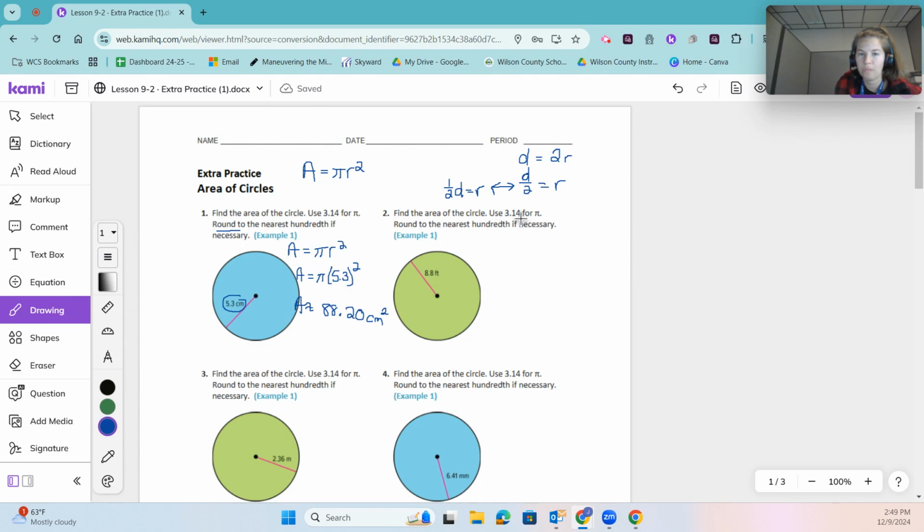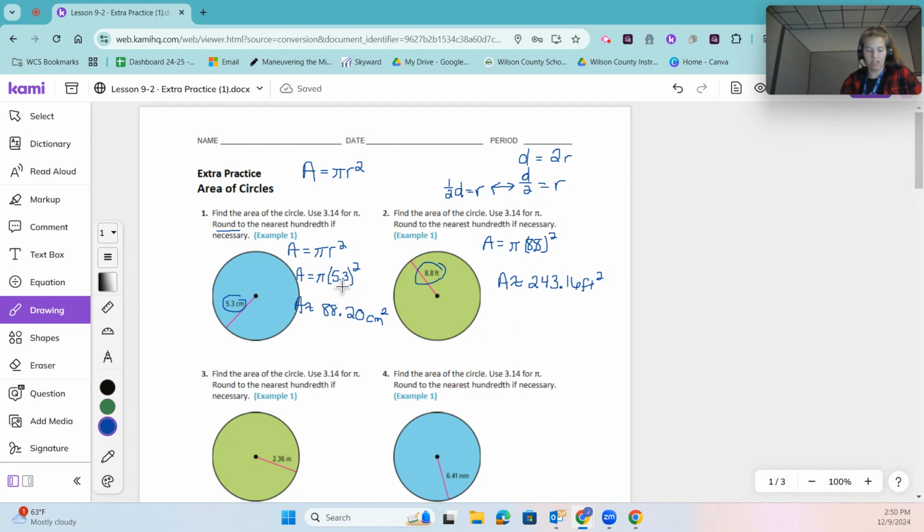Find the area of the circle, use 3.14. So they give us 8.8 as our radius. So area equals pi times 8.8 squared, because 8.8 is our radius squared. So I have 8.8 squared times 3.14, and that gives us an area of approximately 243.16 feet squared.